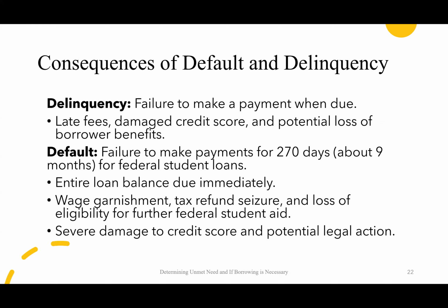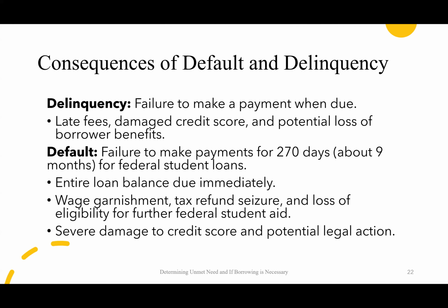All right. So let's get into the consequences of default and delinquency. Delinquency simply is the failure to make payment when it is due. That will include late fees, damage to credit score, and the potential loss of borrower benefits. So these are all what can happen if students fail to pay their loans. These are definitely some consequences of not being able to pay loans.